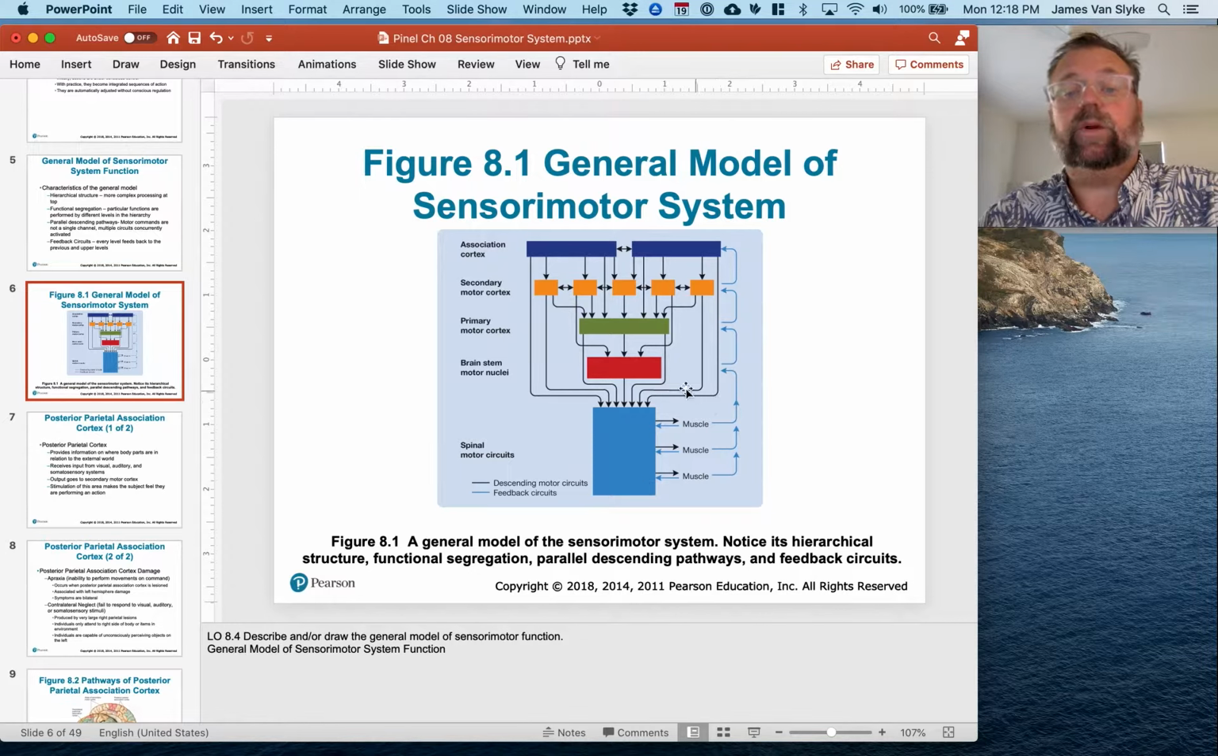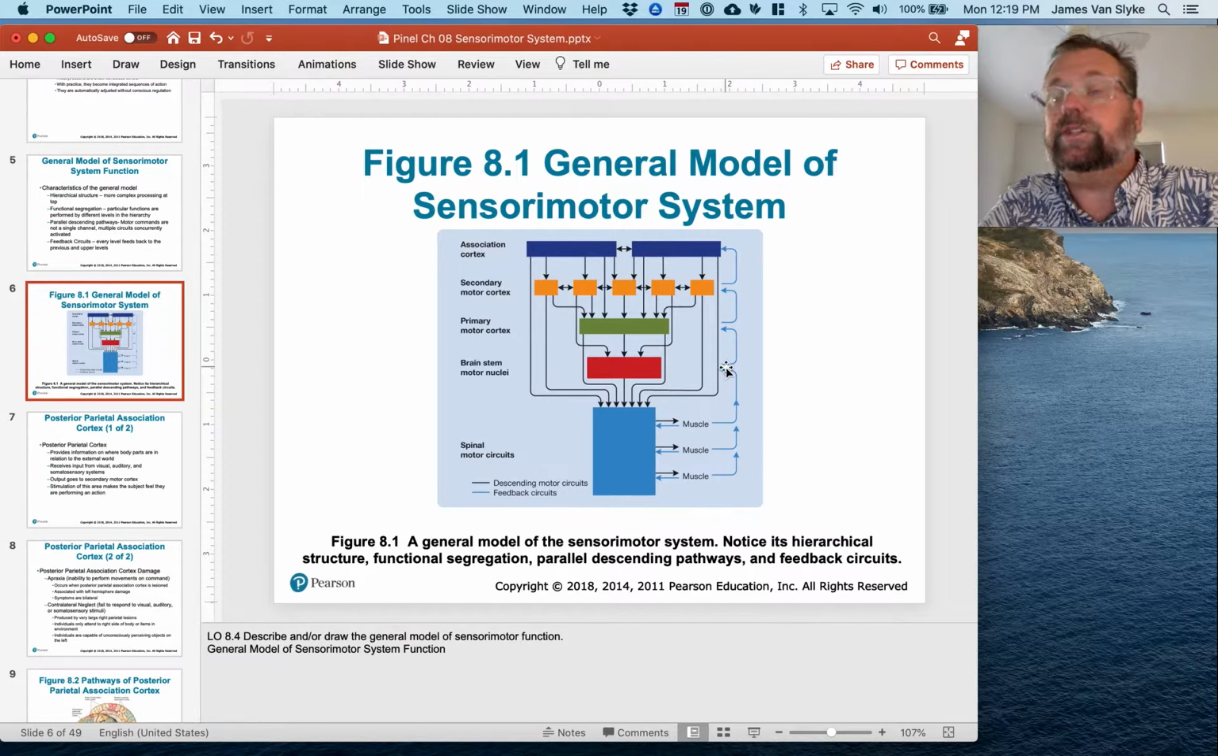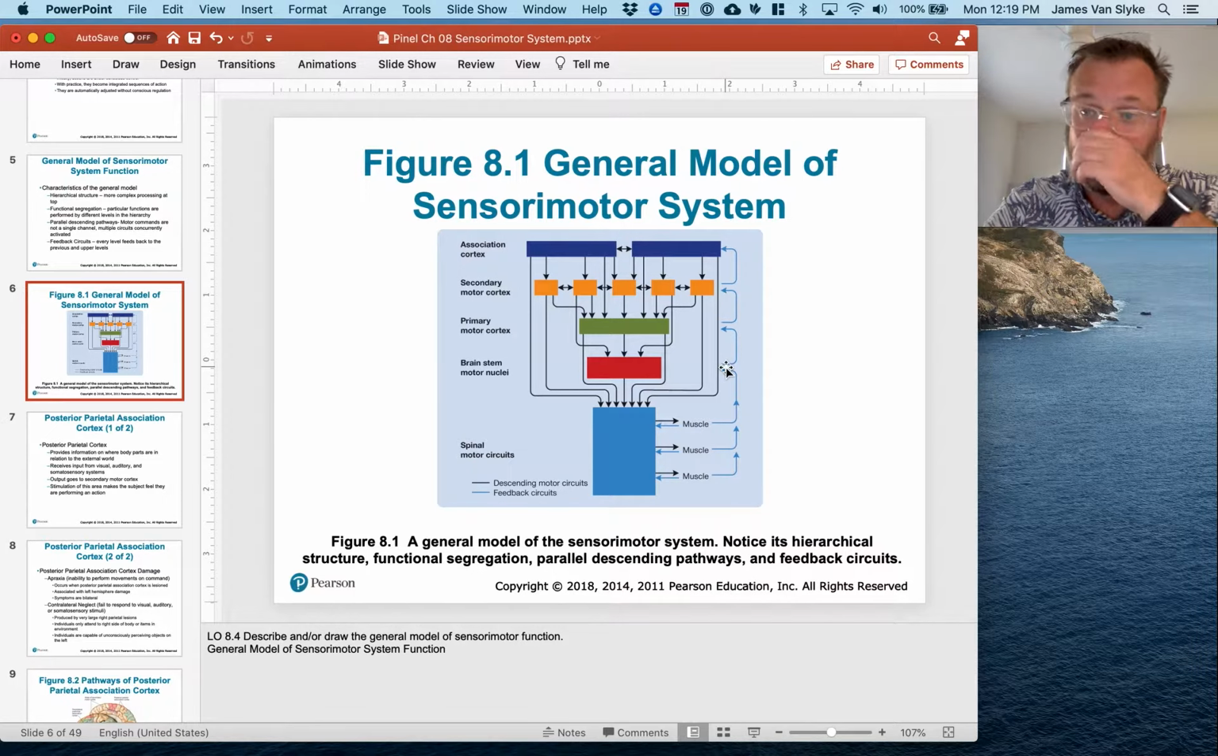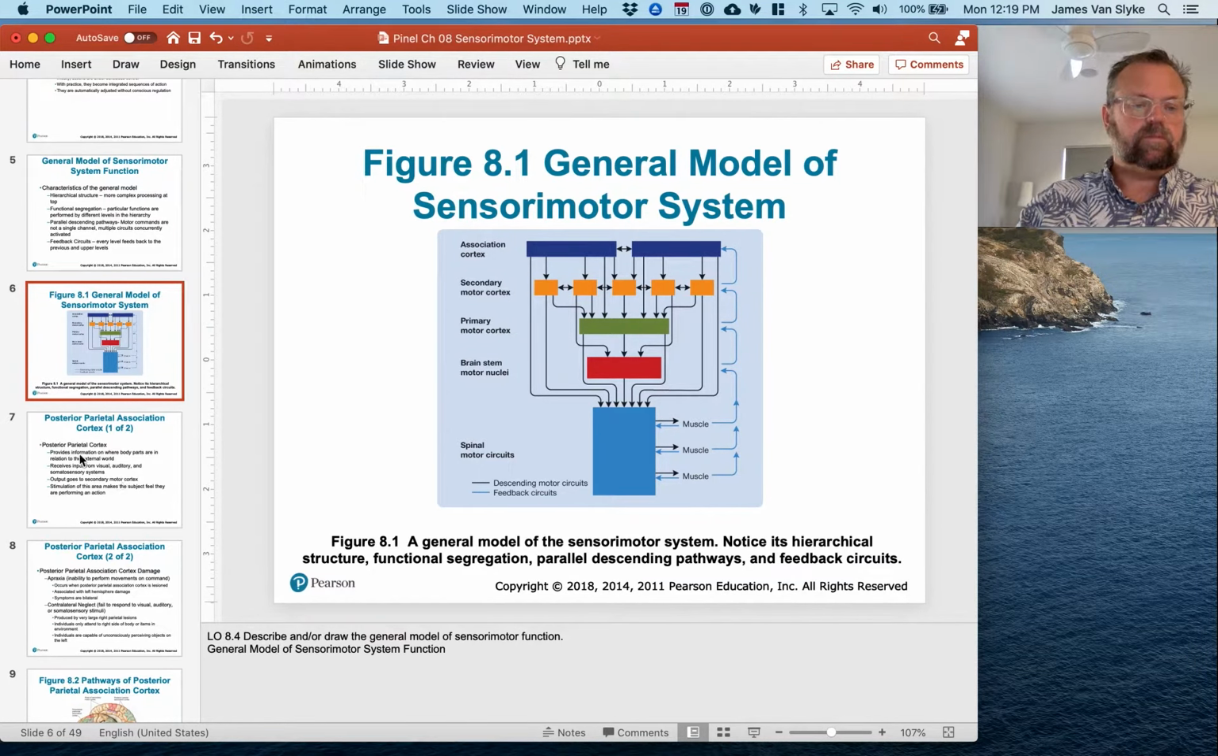Then we're getting feedback at each level. Notice these blue arrows. So information is being fed back into the system, and then, as we've talked about before, we're always receiving constant feedback from our sensory systems. And the sensory systems allow us to adjust and modify whatever the motor action is that we're trying to do.